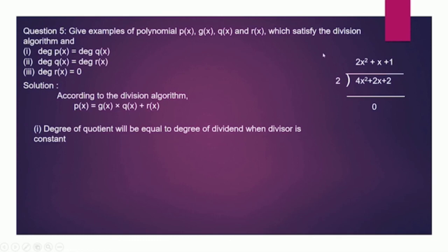And they have also asked us to check for the division algorithm. Now p of x equal to g of x into q of x plus r of x they have given, where p of x equal to 4x square plus 2x plus 2 equal to g of x into, that is 2 into 2x square plus x plus 1, and remainder we have got as 0. Okay, plus 0. Now when we multiply this 2 into 2x square we will get 4x square, and 2 into x we will get 2x, and 2 into 1 we will get 2. Okay, therefore this 4x square plus 2x plus 2 equal to 4x square plus 2x plus 2, both are same on left hand side and right hand side. Therefore division algorithm is satisfied for this example.